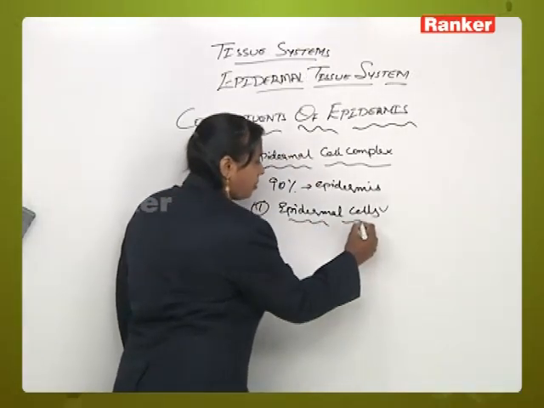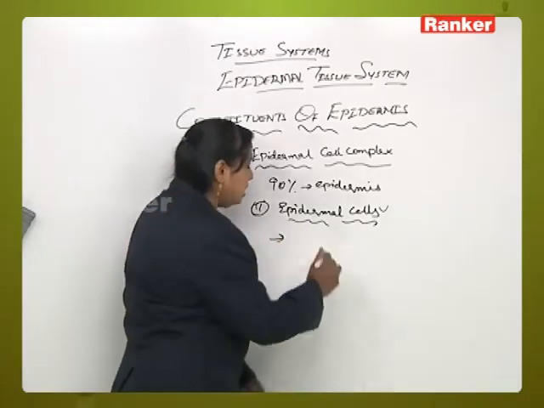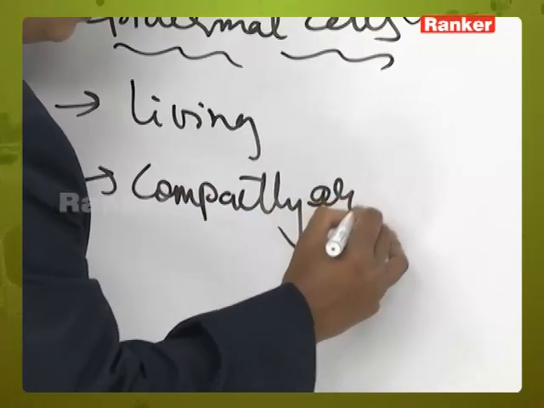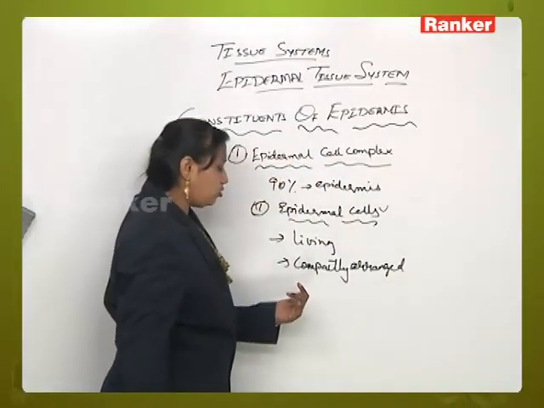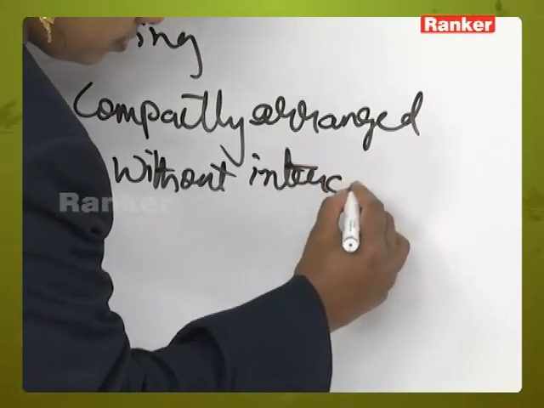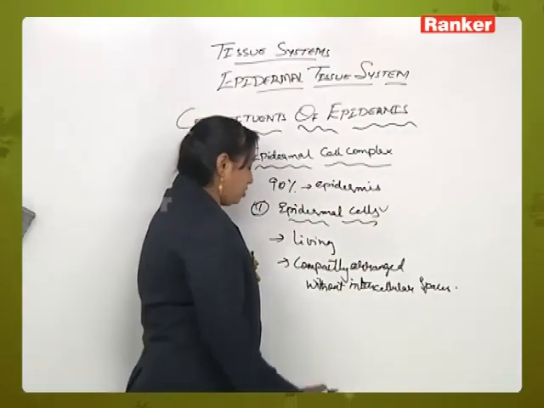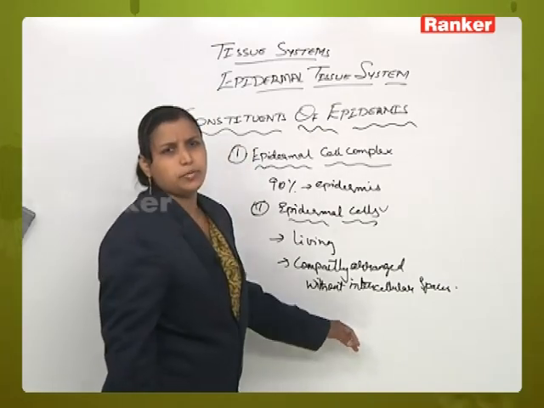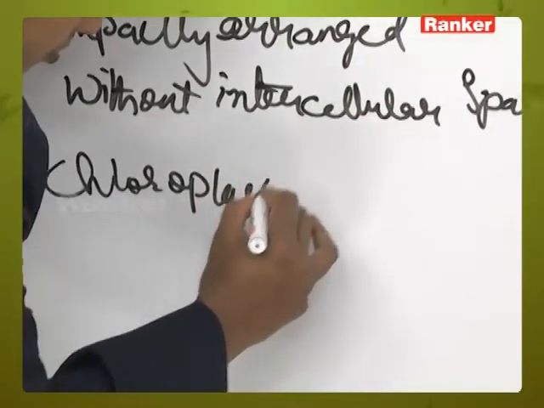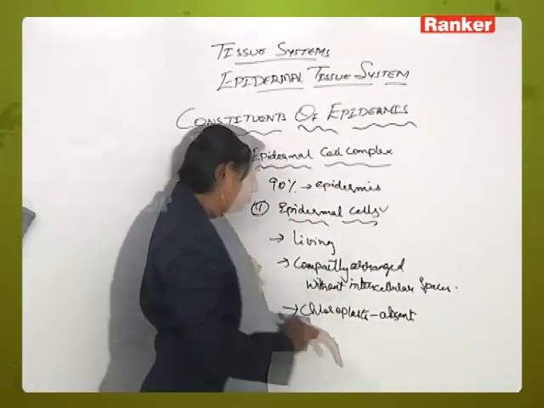Most of the plant body, or most of the epidermis, is made up of a type of cells called epidermal cells. These are living. These are compactly arranged without intercellular spaces. Now, the central part of these cells has a nucleus surrounded by the cytoplasm. Chlorophyll or chloroplasts are absent.